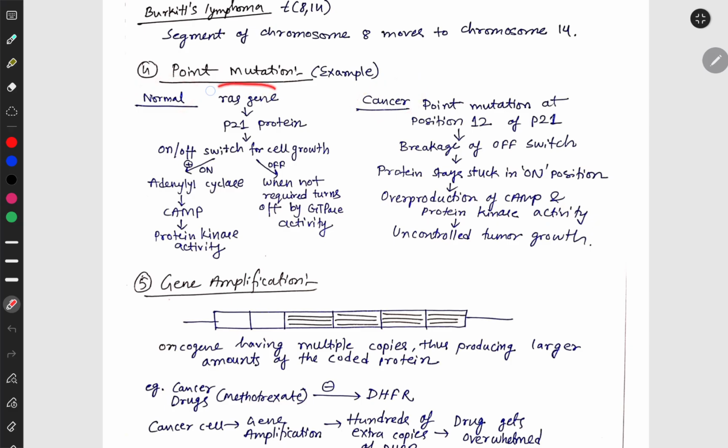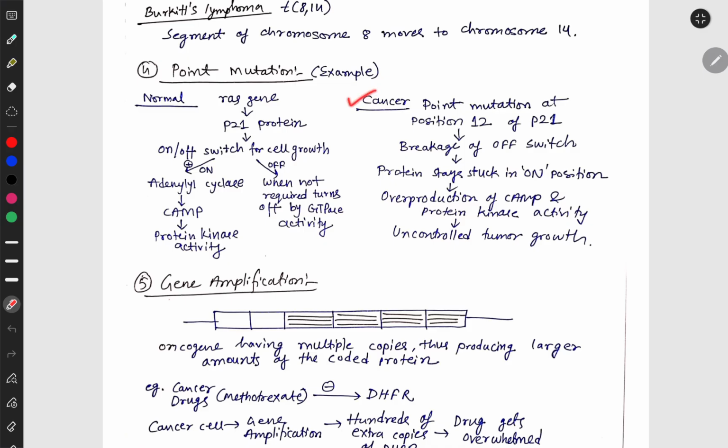So there is a gene, the RAS gene, which gives rise to a P21 protein. Now what is the importance of this P21 protein in our body? It acts as an on-off switch for our cell growth. Whenever it is signaling on, it will activate adenylyl cyclase, that will increase cyclic AMP, leading to protein kinase activity. And when the protein kinase activity or growth is not required, it will switch off the signal by some GTPase activity. So this is the normal mechanism.